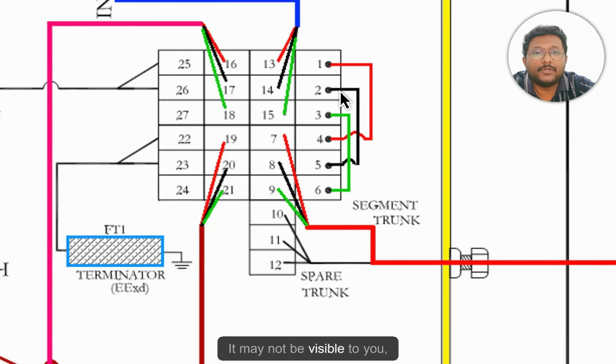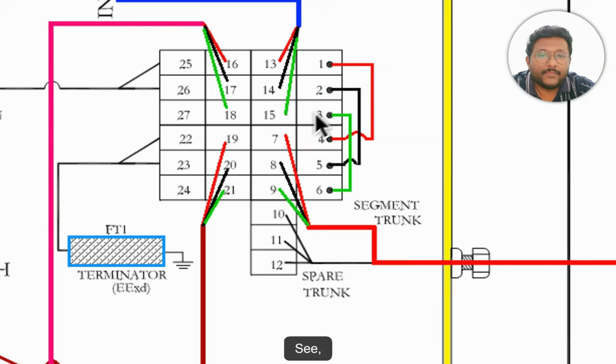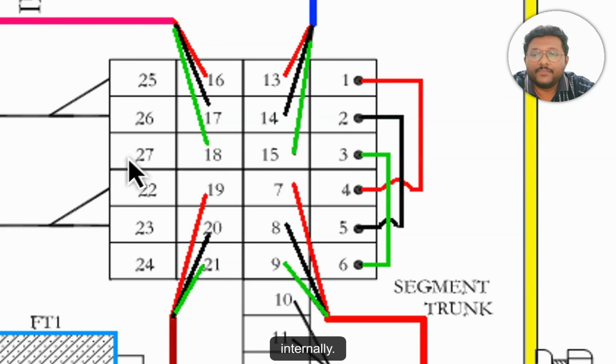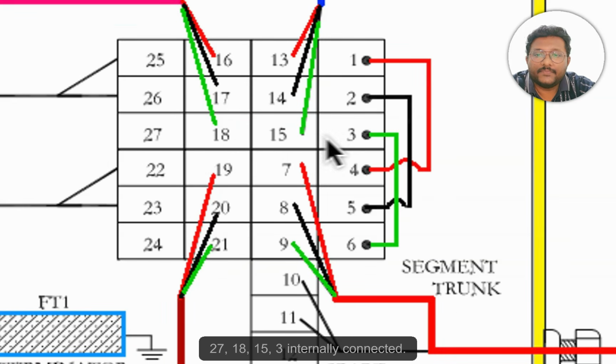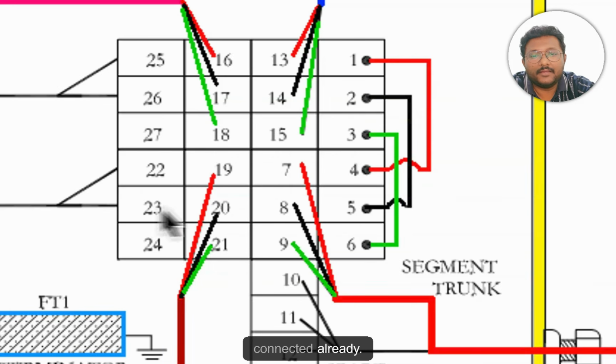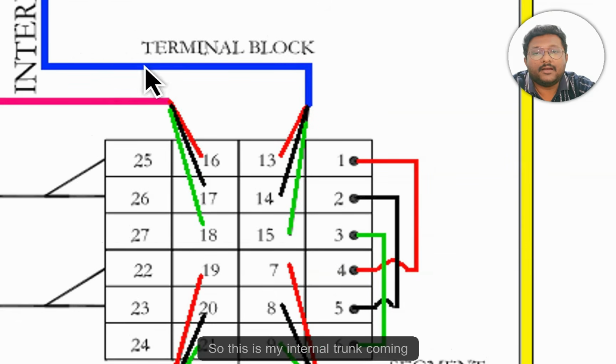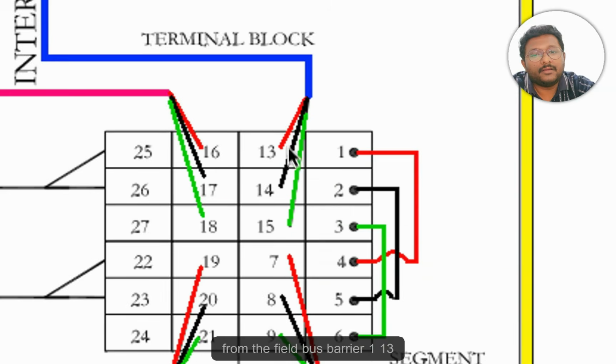It may not be visible to you, but the jumpers are available there in the junction box. See, 25, 16, 13, 1 are already internally connected. Similarly, 26, 17, 14, 2 are connected internally. 27, 18, 15, 3 are internally connected. That means this particular horizontal line is all internally connected already. Clear? So this is my internal trunk coming from field bus barrier 1.